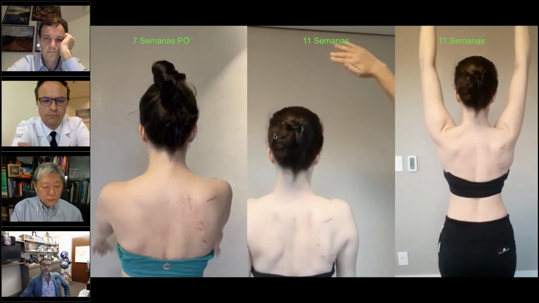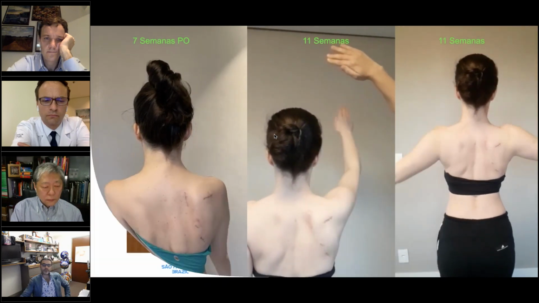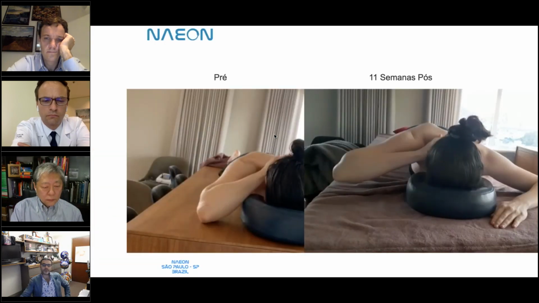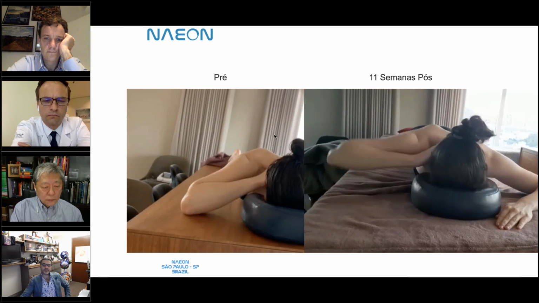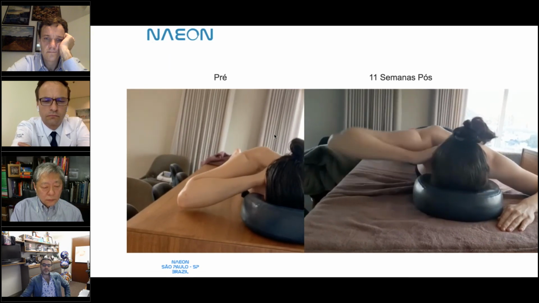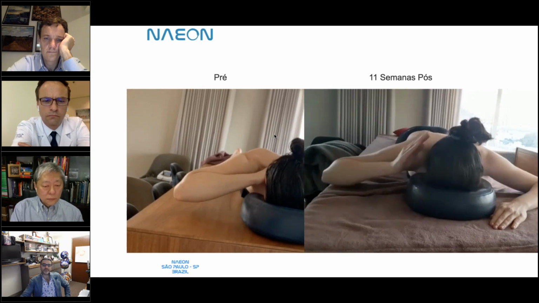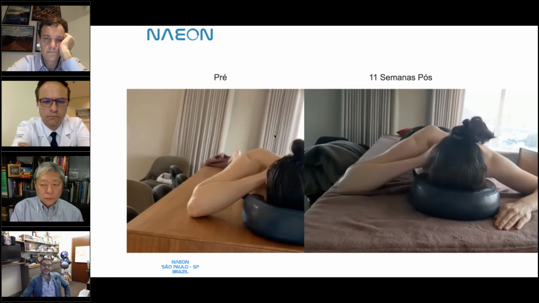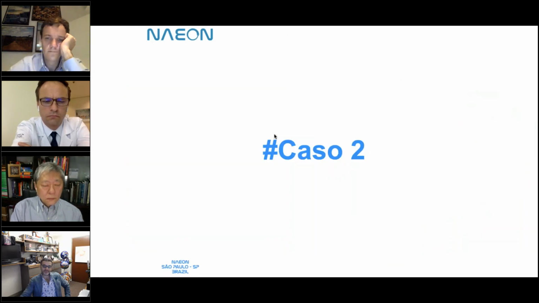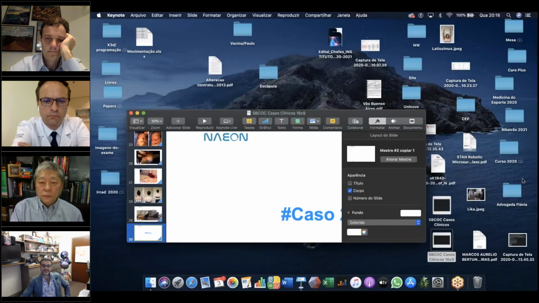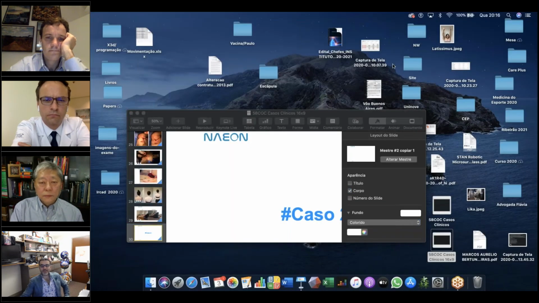All these movements. And here are the pre-operative and post-surgery movements of the scapula of the patient. She has no pain. She's very happy at this moment. Thank you. Very nice.